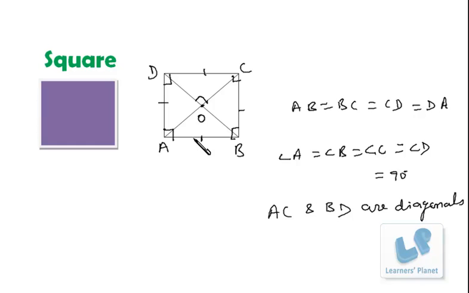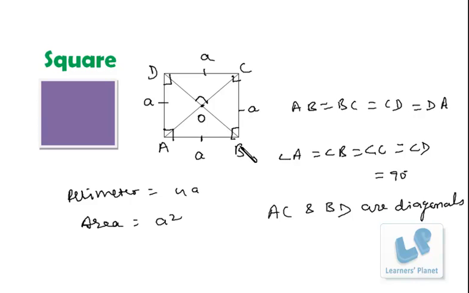Now, what is the perimeter? Since all the four sides are equal, suppose I assume the side to be A, so the perimeter will be 4A. Similarly, the area will be A square. If the side of the square is A, then the area will be A square. And what will be the length of the diagonal? That also we can find out.